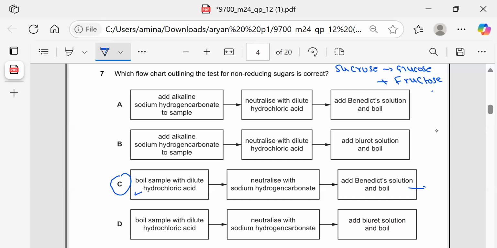The confusion may lie with C and D because both are using HCl, both are neutralizing. But here they are using Benedict and here biuret. Remember, biuret test is for protein. It is not for reducing sugar. Okay, so my answer is going to be C.